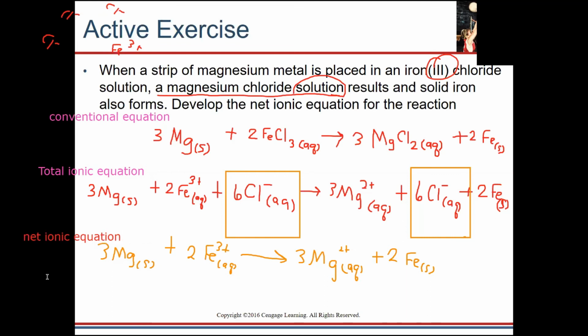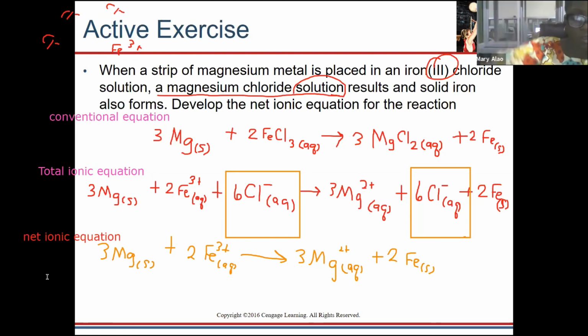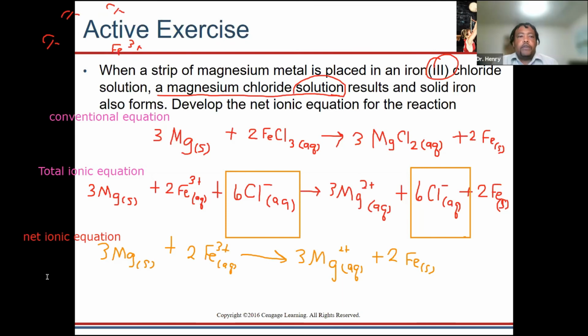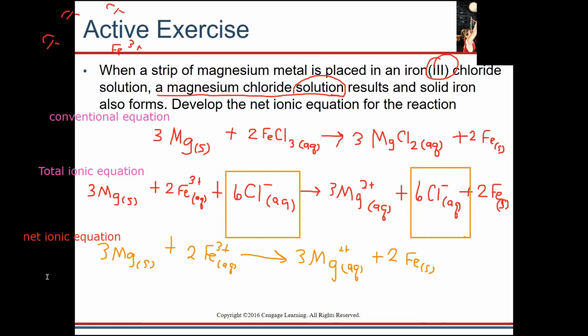Dr. Henry, as you mentioned earlier about the spectators, or I don't know if I mispronounced that word. No, you pronounced it right, spectators. Since the chlorines were identical, does this mean that if we are going to write the net ionic equation, the chlorines would be eliminated, right? Exactly. You eliminate all spectators. Okay then.